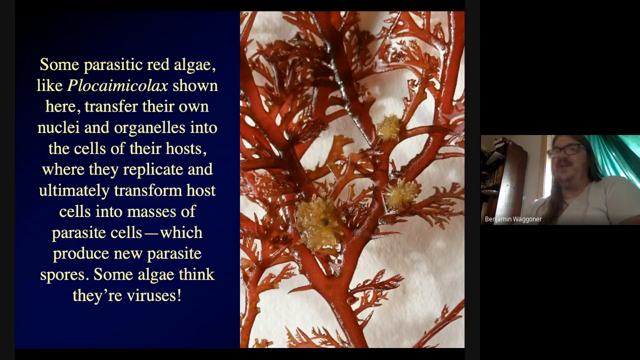It's really cool. It's really weird how the parasite will inject its own nuclei into a host cell, transform the host cell into a parasite cell, and then the parasite cell will divide into masses of parasite cells which produce new parasitic spores. So that's really awesome, and I wish we had more time to cover that. But yeah, parasitic red algae are pretty freaky.